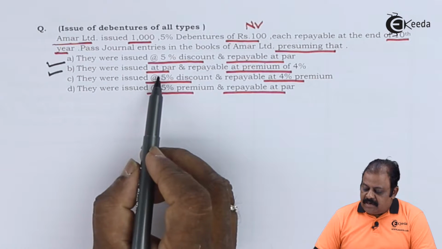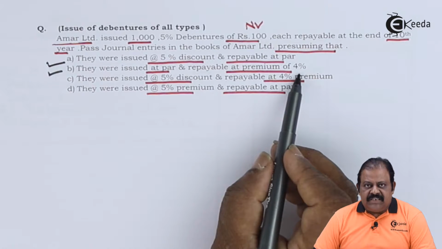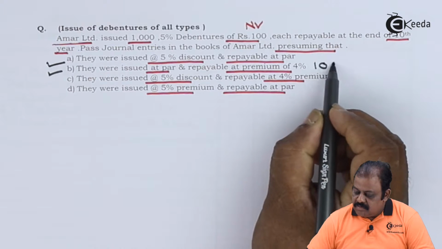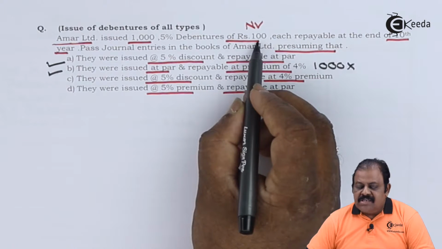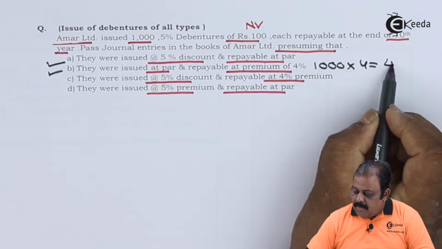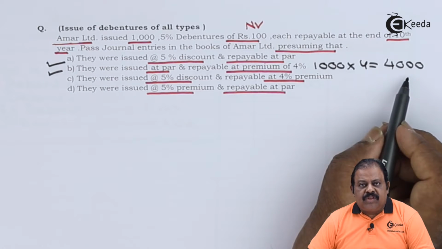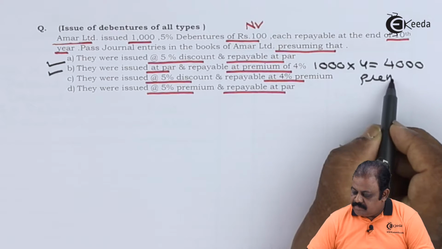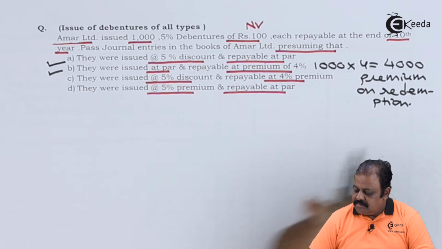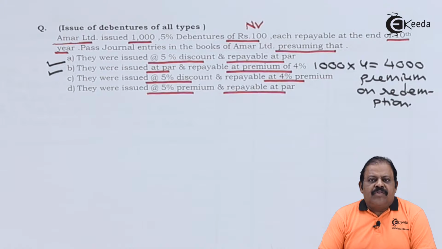They were issued at par and repayable at a premium of 4%. Here 1,000 debentures are issued. 4% means on this 100 rupees 4%, that is 4 rupees. So amount of premium payable on redemption is 4,000. This premium on redemption rupees 4,000 is a loss for the company.